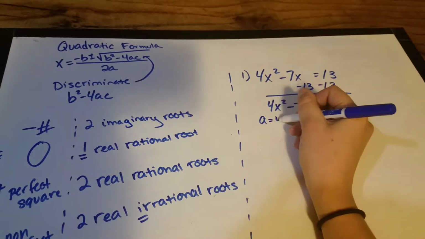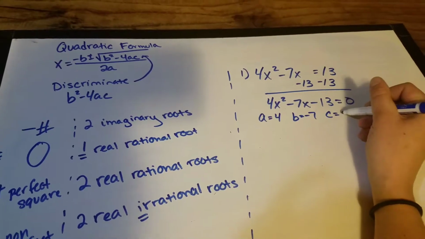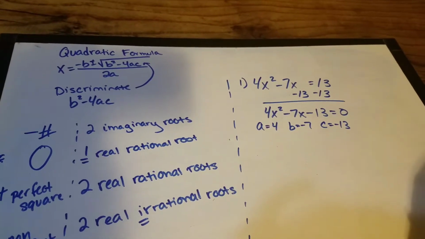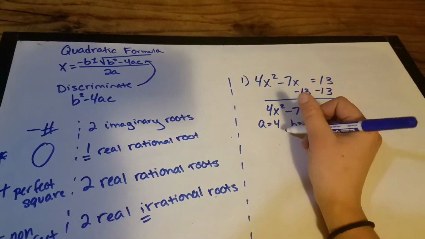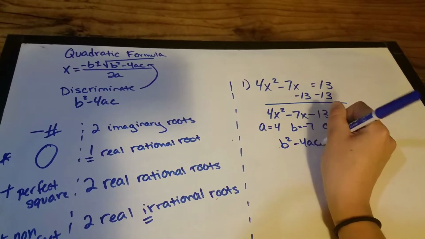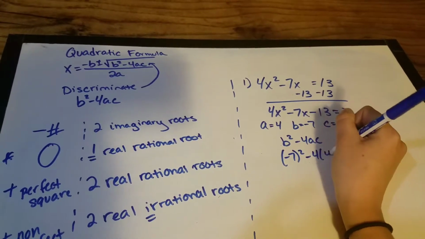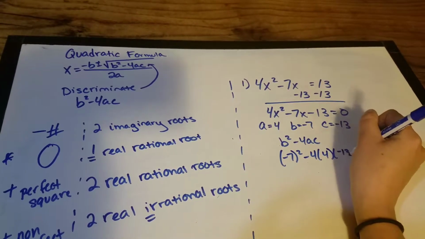So in this case, a is 4, b is our negative 7, making sure you steal that sign in front, and c is negative 13. So plugging in, we only need the b squared minus 4ac. So b, in this case, is negative 7, minus 4 times our a of 4 times negative 13.